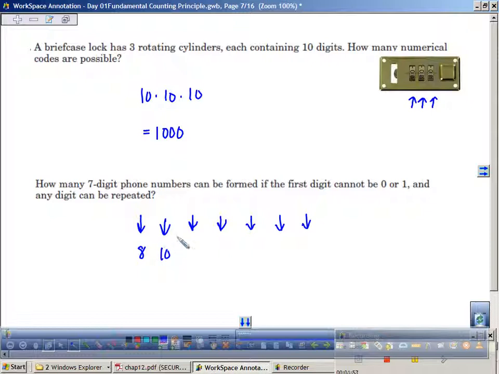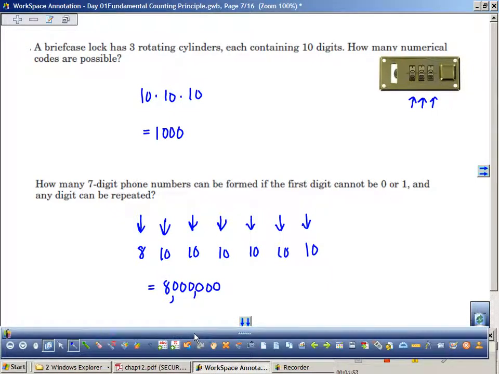So we've got a total of 10, another 10, another 10, another 10, another 10, and another 10. So we actually have 8 followed by 6 zeros: 1, 2, 3, 4, 5, 6. So 8 million different possibilities.